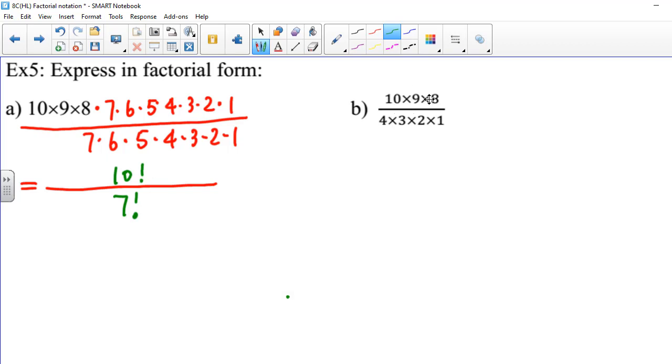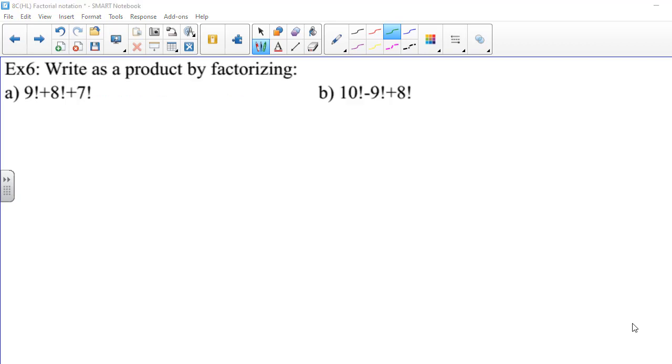The same idea can be applied in a more complex expression. 10 times 9 times 8, based on the first example, is 10 factorial divided by 7 factorial. And the bottom, which is the denominator, starts with 4 all the way down to 1. That's 4 factorial. Simplify to 1 fraction bar. So it's 10 factorial divided by 7 factorial times 4 factorial.